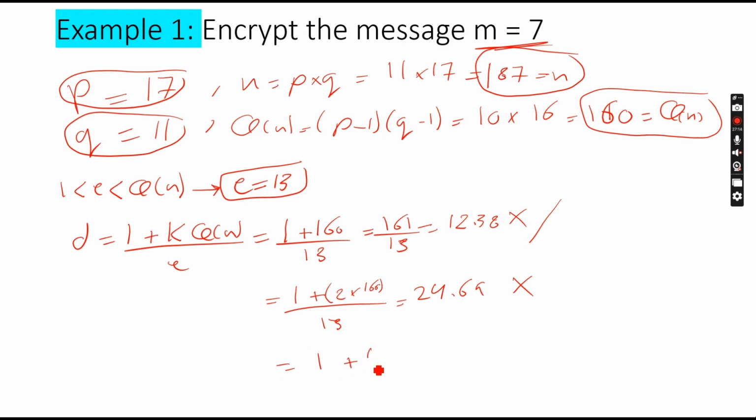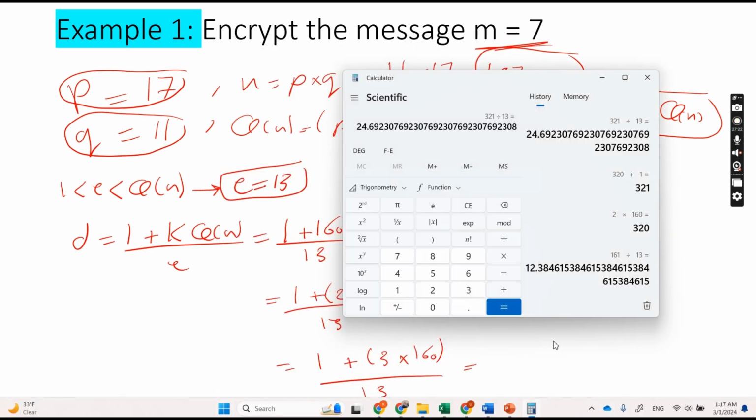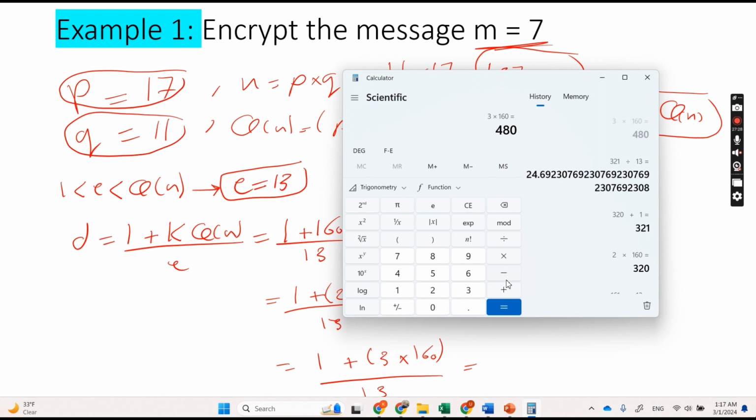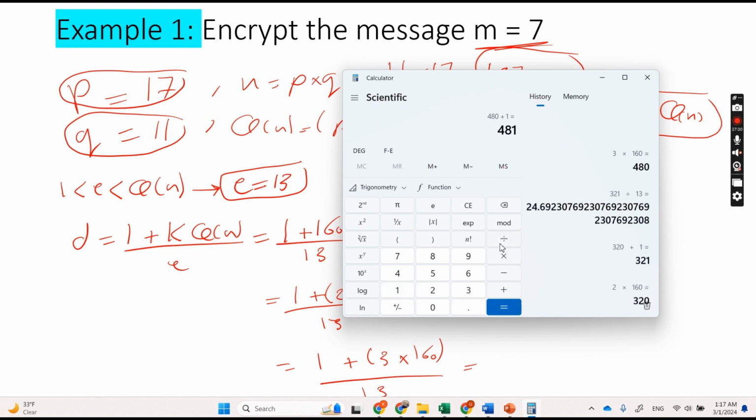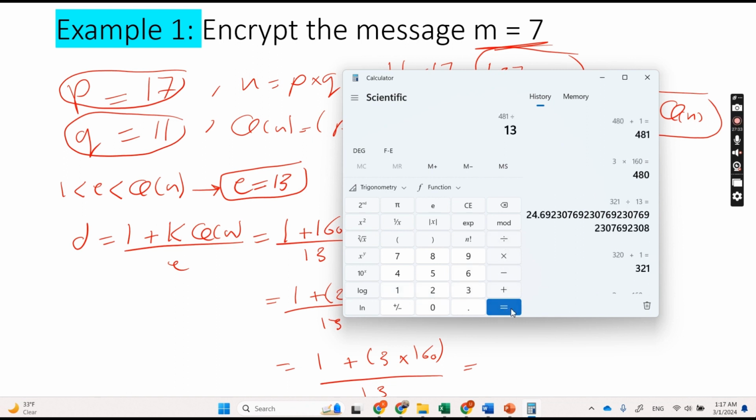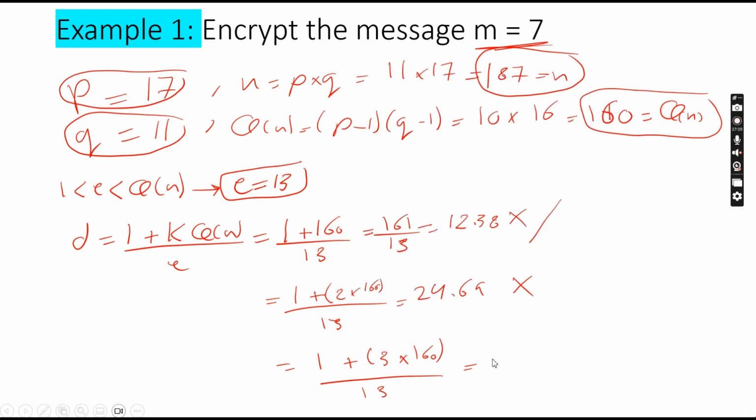So 1 plus 3 multiplied by 160 over 13, and this is equal to 3 multiplied by 160 plus 1 divided by 13, 37, which is a whole number. So this one is correct. So 37, which is D.